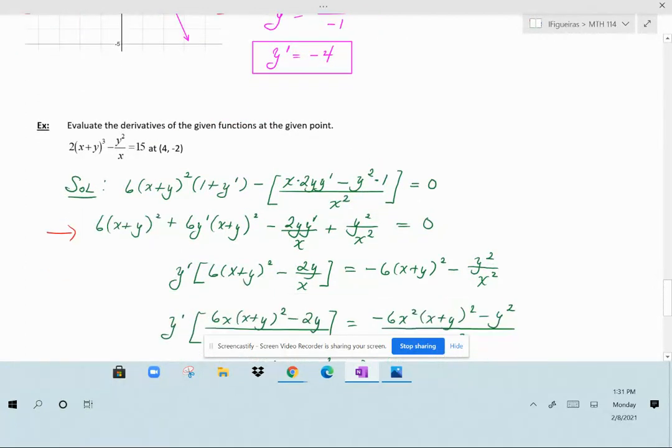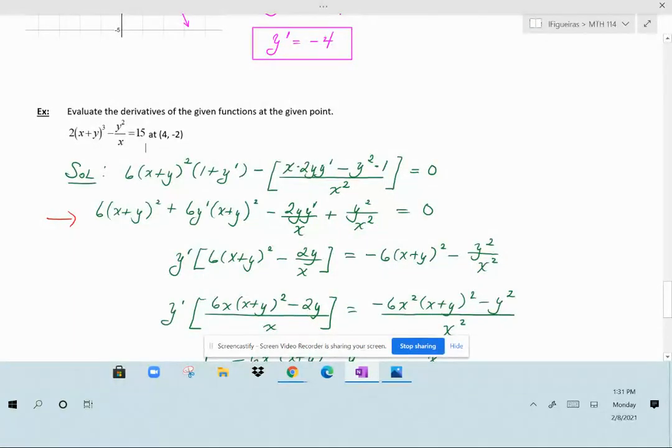Then I have two terms with y primes. These are the two here in the middle. So I factored that out. And the other two terms, the first one here and this one, were subtracted over to the right.